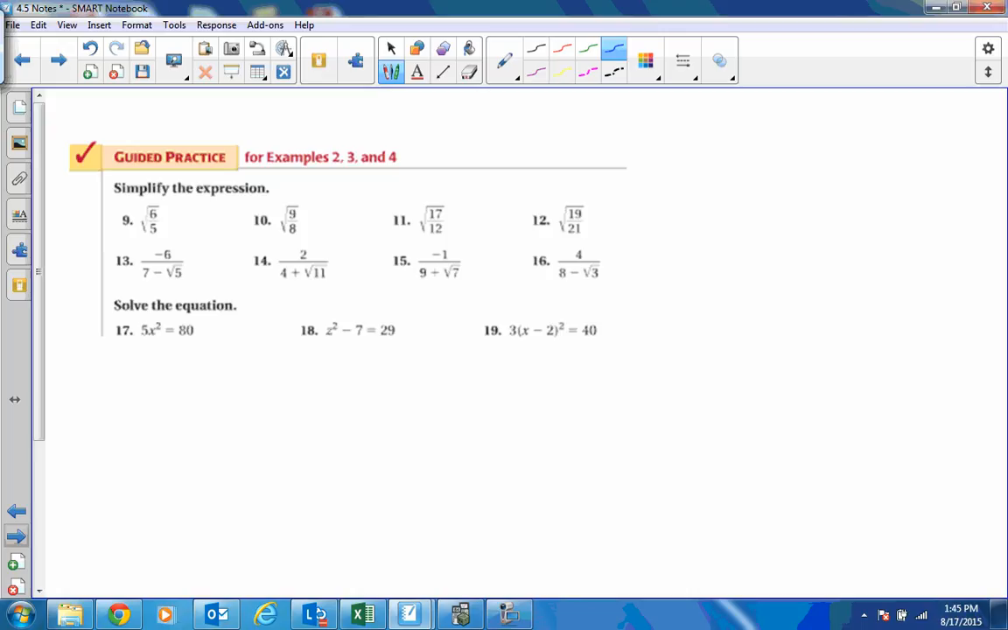Again, we might have to do half of these. This is a lot. This is a bunch of them. So ask me in class, we're going to do odd or even on these.